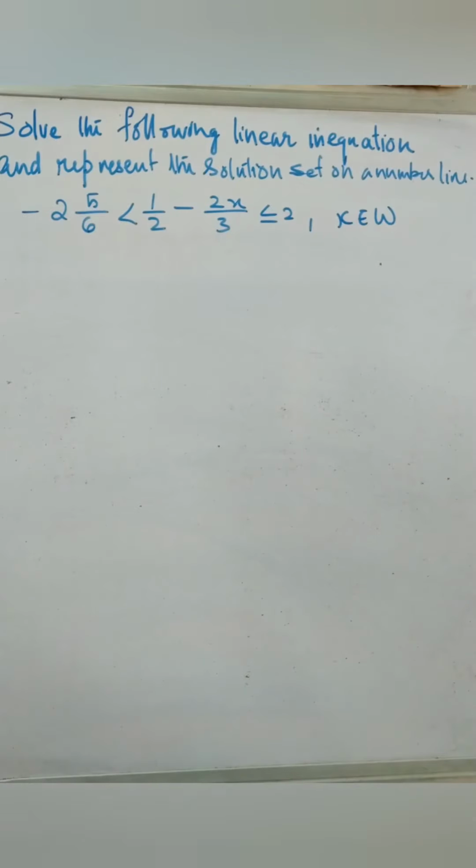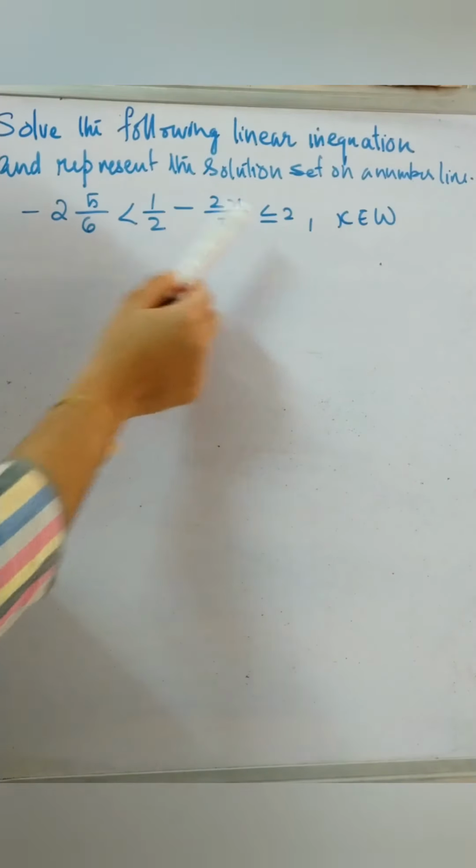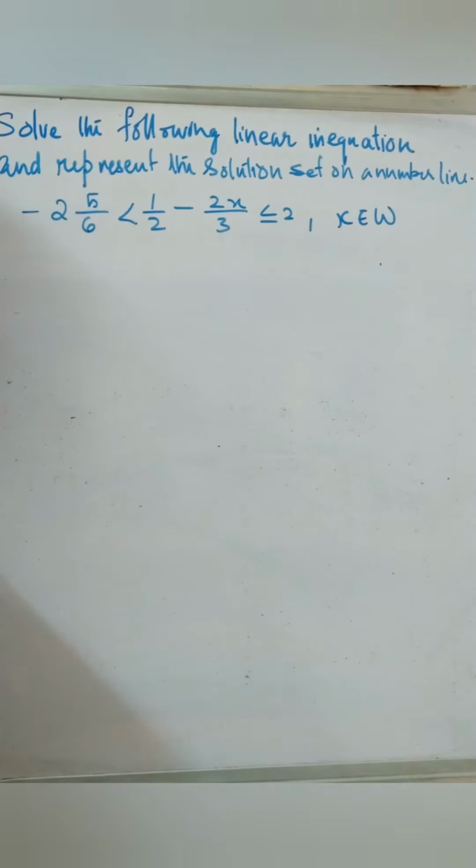So here we have a linear inequation which contains two inequality signs. One is less than and one is less than or equal to. First we have to split this linear inequation as we did in the last problem. We have to split this linear inequation into two linear inequations and connect them by AND.